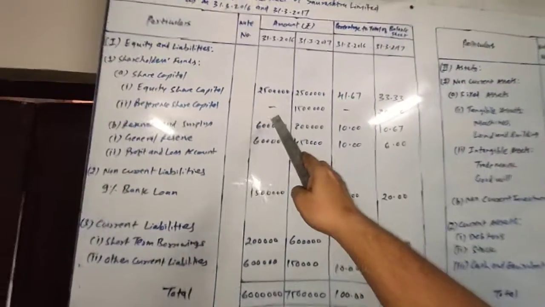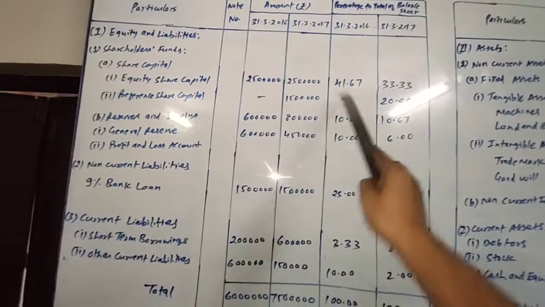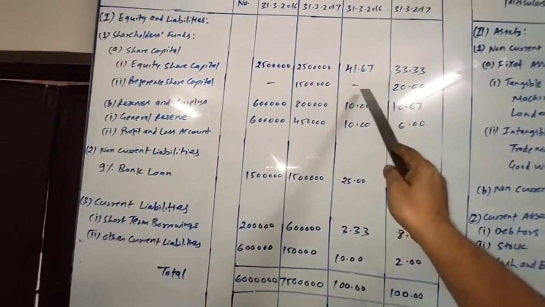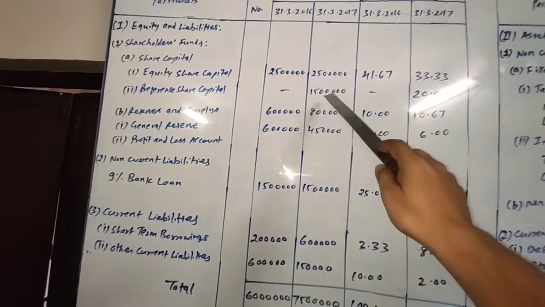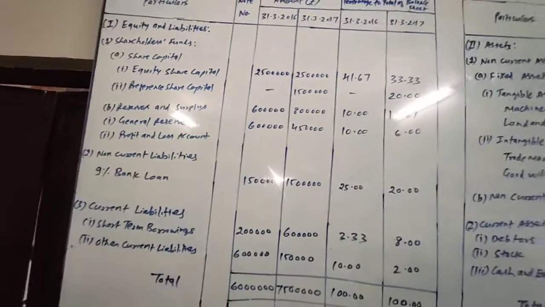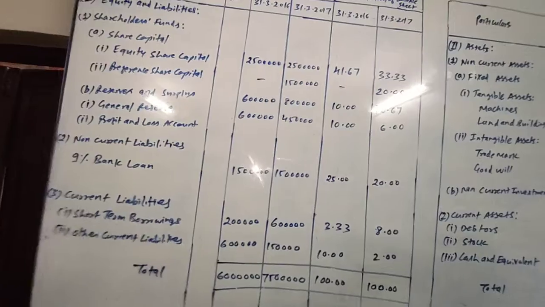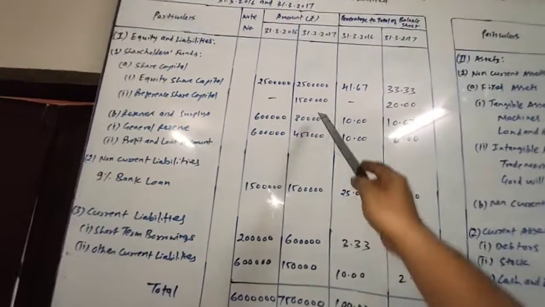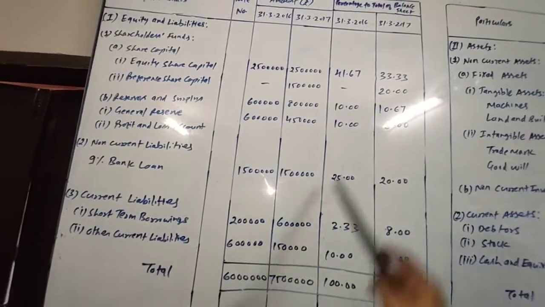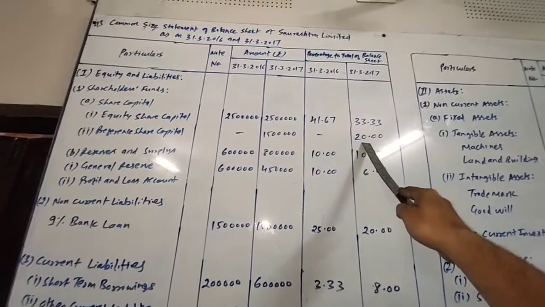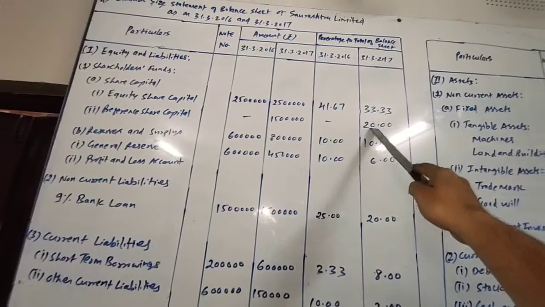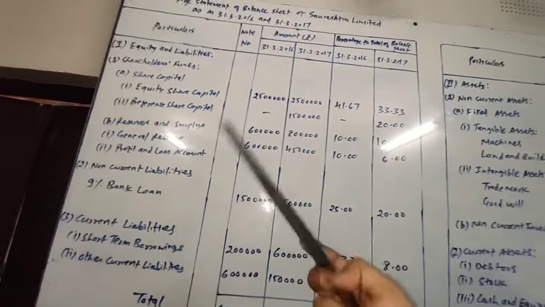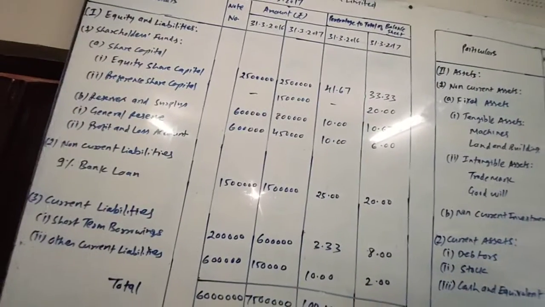Okay, now talk about the second item, which is preference share capital. There is no preference share capital in the year 2016, so a dash in both places, in amount in rupees, and in percentage a dash will come. And in the year 2017 the total preference capital is 15 lakh and total of 17 is 75 lakh. So 15 lakh upon 75 lakh into 100 will give us 20%. So 20% will be the percentage of preference capital. Let us talk about the next item, which is reserves and surplus.